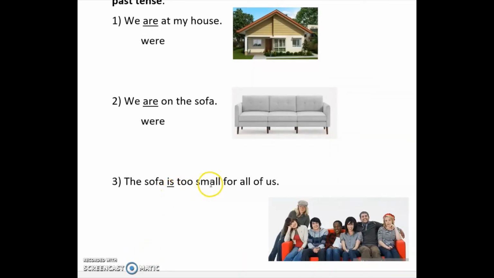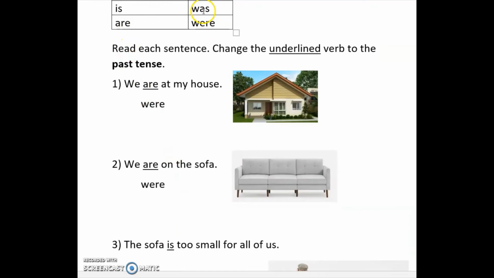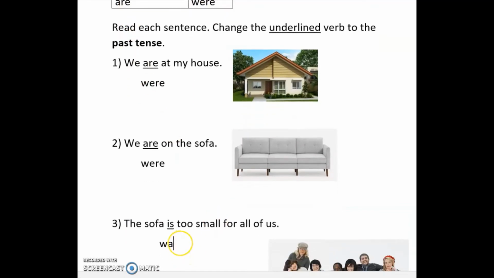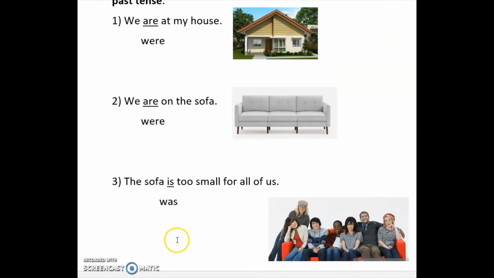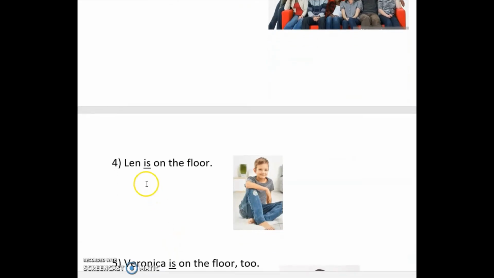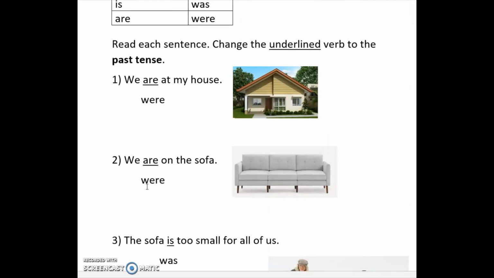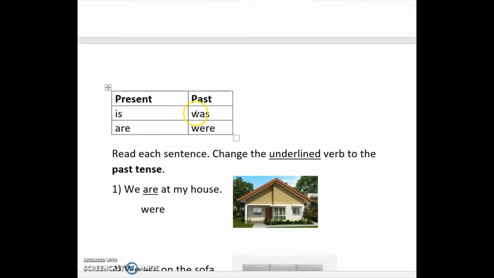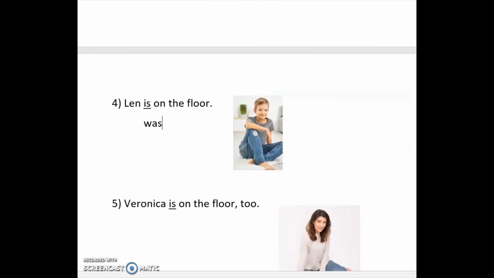The sofa is too small for all of us. So is becomes was. The sofa was too small for all of us. Len is on the floor. That's now. When it's in the past, Len was on the floor. See that? Is becomes was. Are becomes were. Let's try to finish.